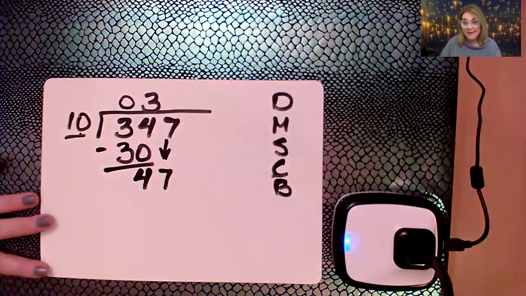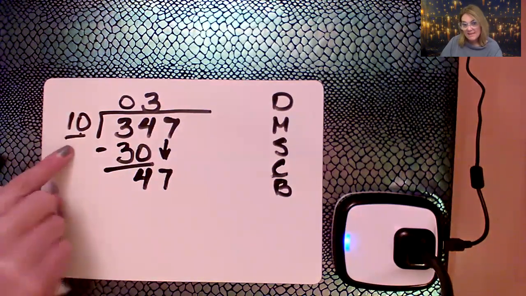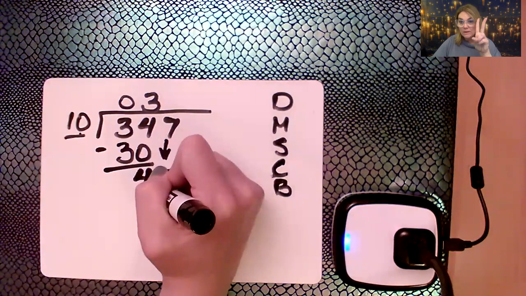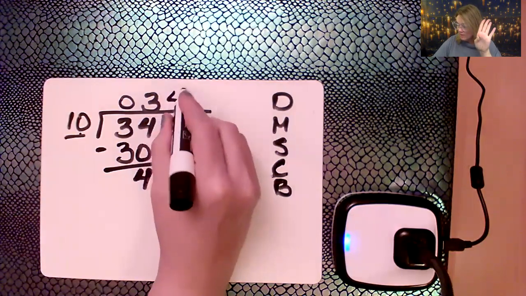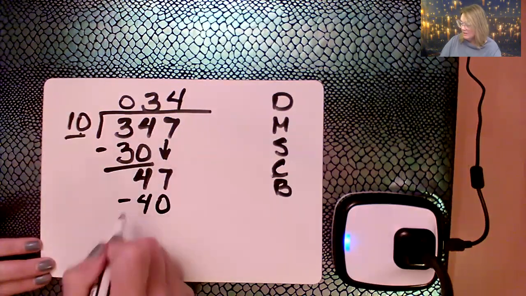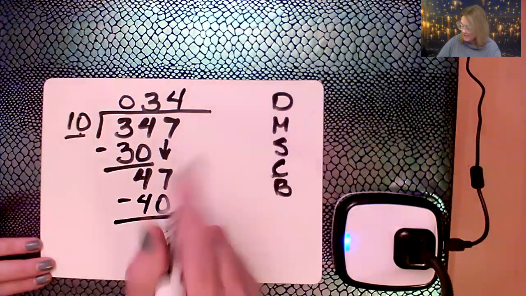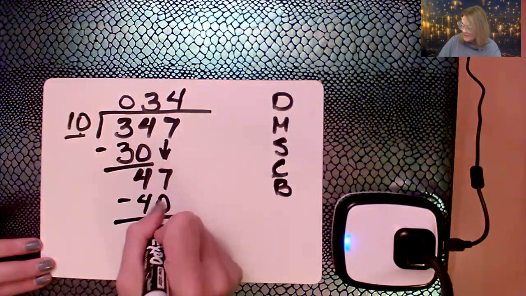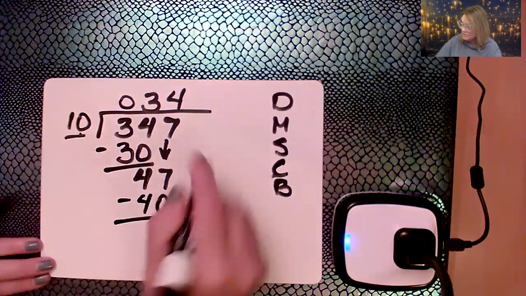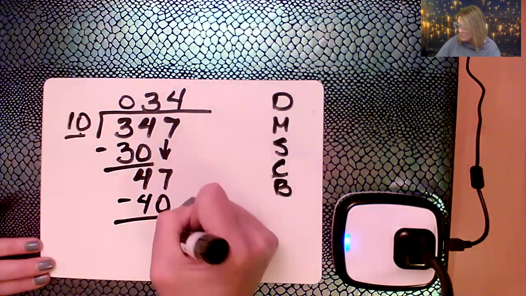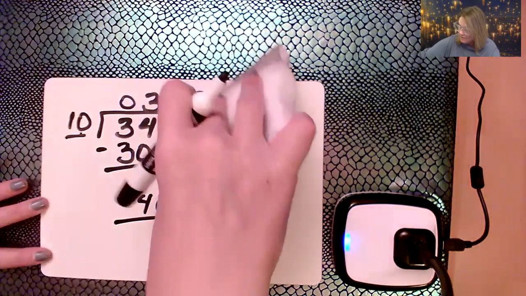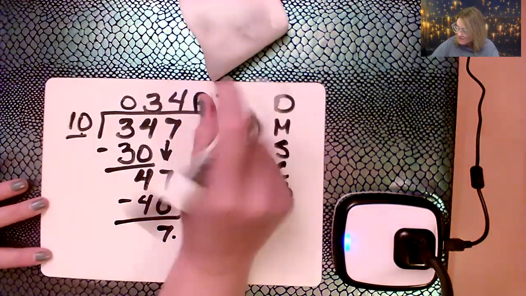Yeah? So now we ask ourselves, how many times can 10 go into 47? I would skip count. 10, 20, 30, 40. So it can go in 4 times. 10 times 4 is 40. And now we're going to subtract because that was divide, multiply, and now we're subtracting. 47 minus 40 is 7. Check. Is 7 smaller than 10? Yes, it is. So the next thing we do is bring down. There's nothing to bring down, so this 7 becomes our remainder. Okay, so we have remainder 7.